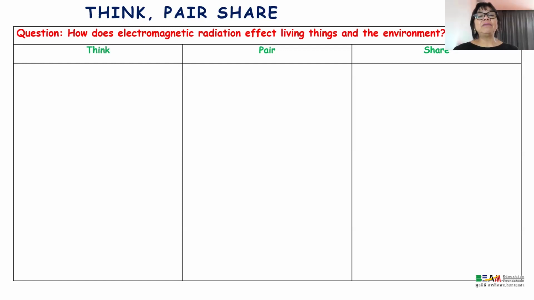For example, would it affect the air quality or water or anything in the environment? Or even if it affects the plants and trees, it will affect the ecosystem. So how does electromagnetic radiation affect the environment? Okay, so in your group, I'd like you to discuss it, and the rooms are open.